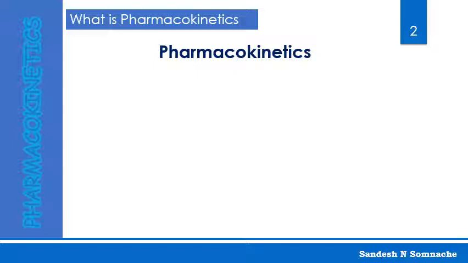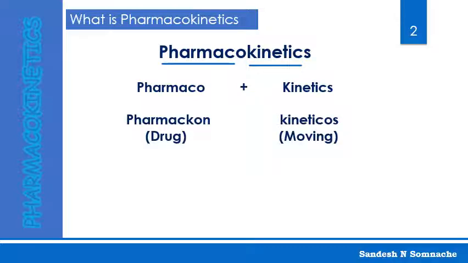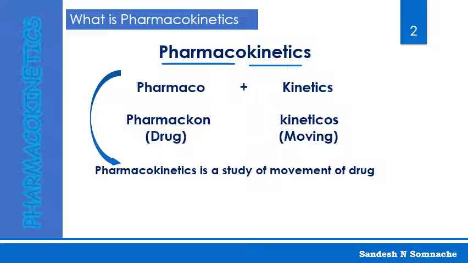Now, the term pharmacokinetics consists of two words, pharmaco and kinetics. It comes from two Greek words, pharmakon and kinetikos. In Greek, pharmakon means drug and kinetikos means moving. So we can say pharmacokinetics is the study of movement of drug into, around and out of the body.